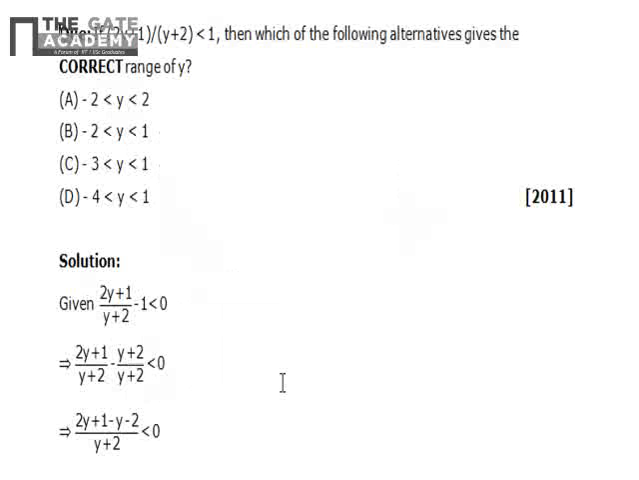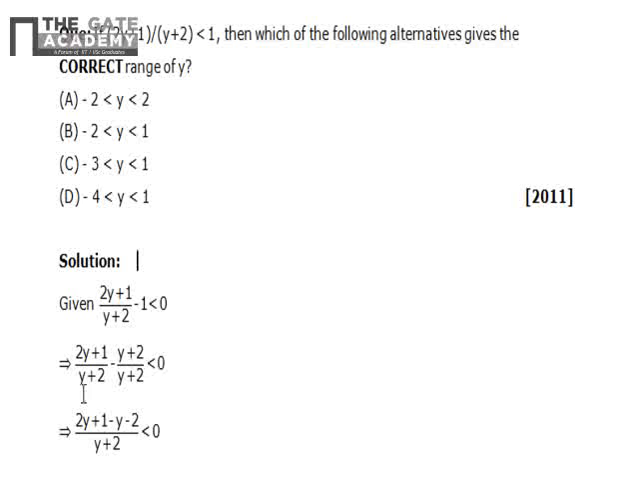Now the next example, it is a very good example. This question came in 2011. If 2y plus 1 divided by y plus 2 is less than 1, then which of the following alternatives gives the correct range of y? The solution will start. Okay, 2y plus 1 upon y plus 2 minus 1 is less than 0. Now I'll have to simplify this. So to make a common denominator, I'll multiply the value of 1 by y plus 2 in the numerator and y plus 2 in the denominator.